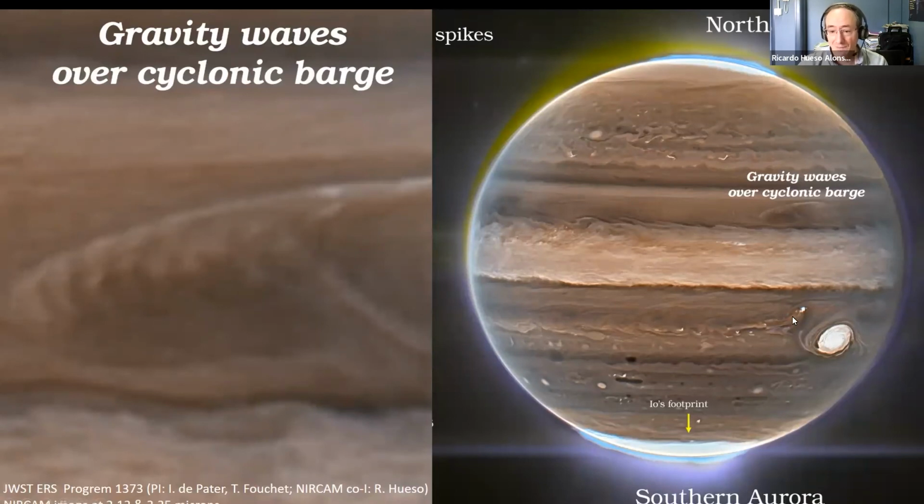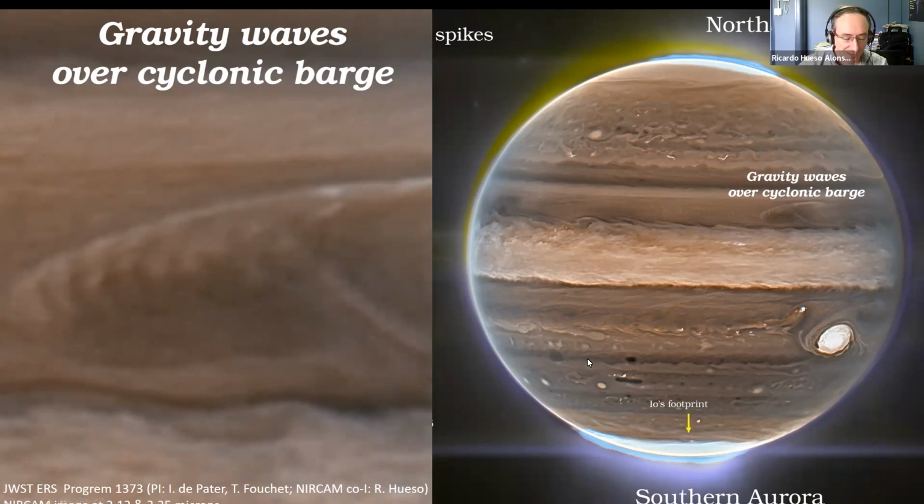And actually, this is close to the spatial resolution of the observation, but you can zoom in and see gravity waves all around this region, very high in the atmosphere at a layer that we have never observed before. Although these kinds of gravity waves have been observed before in Jupiter at lower levels. And here, this is a cyclonic system. And you have all of this train of gravity waves.